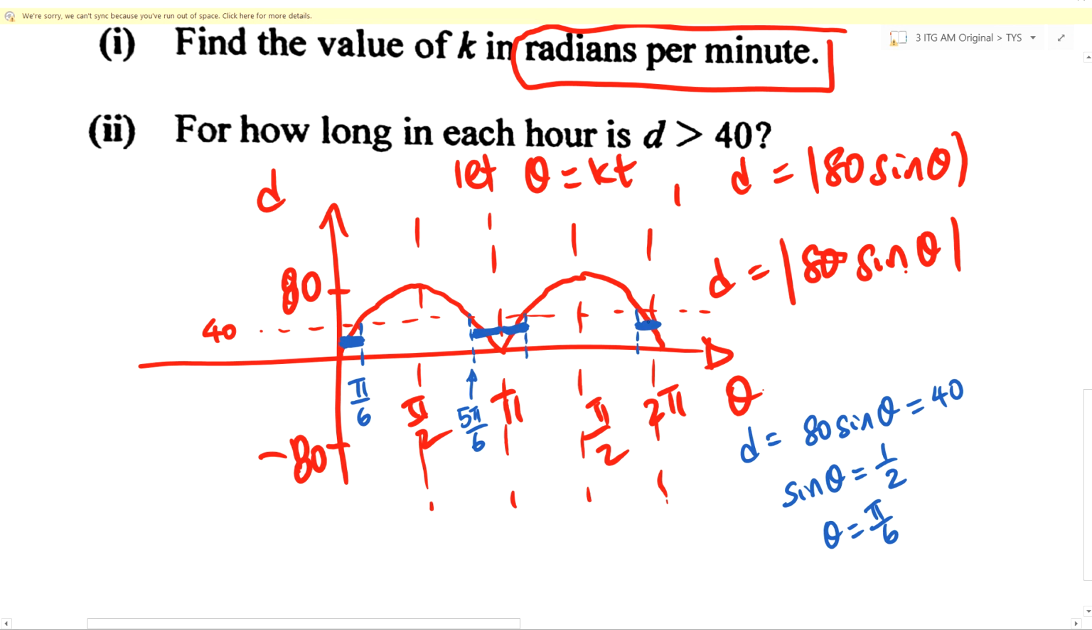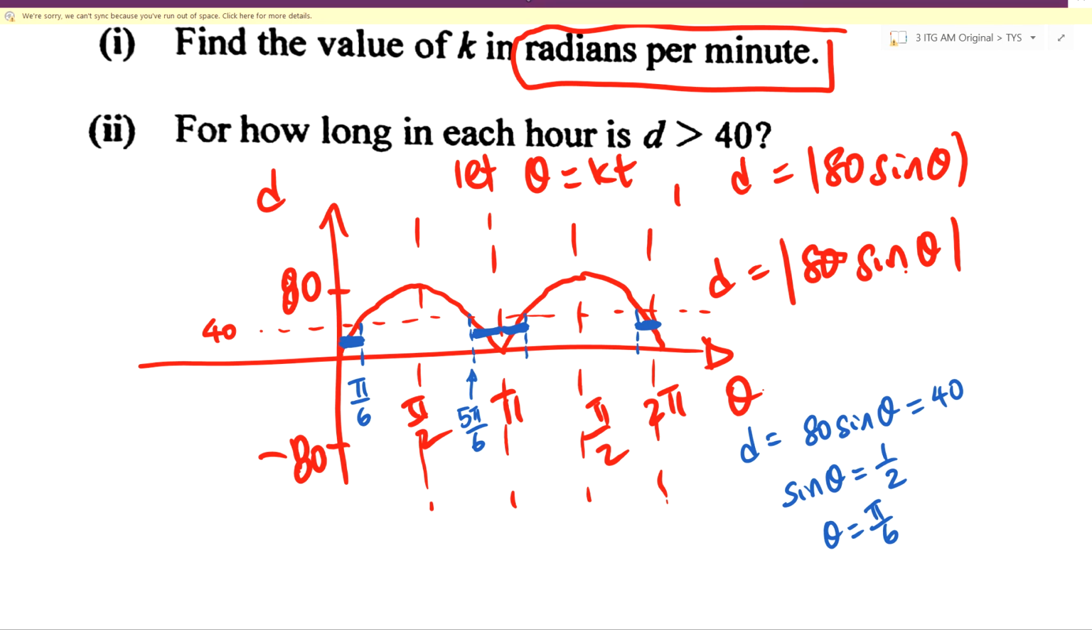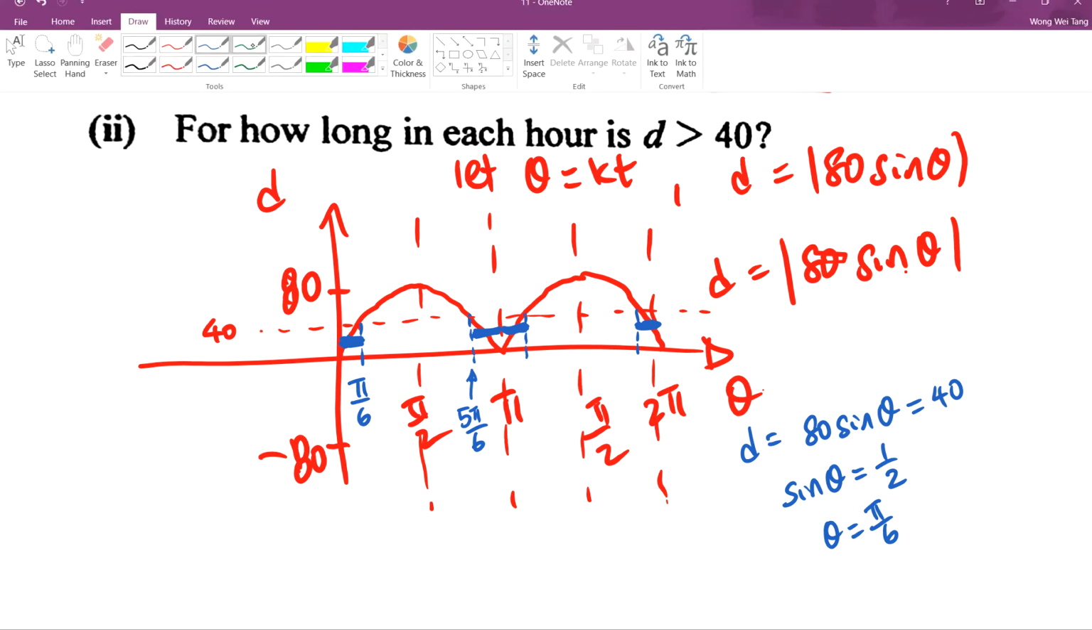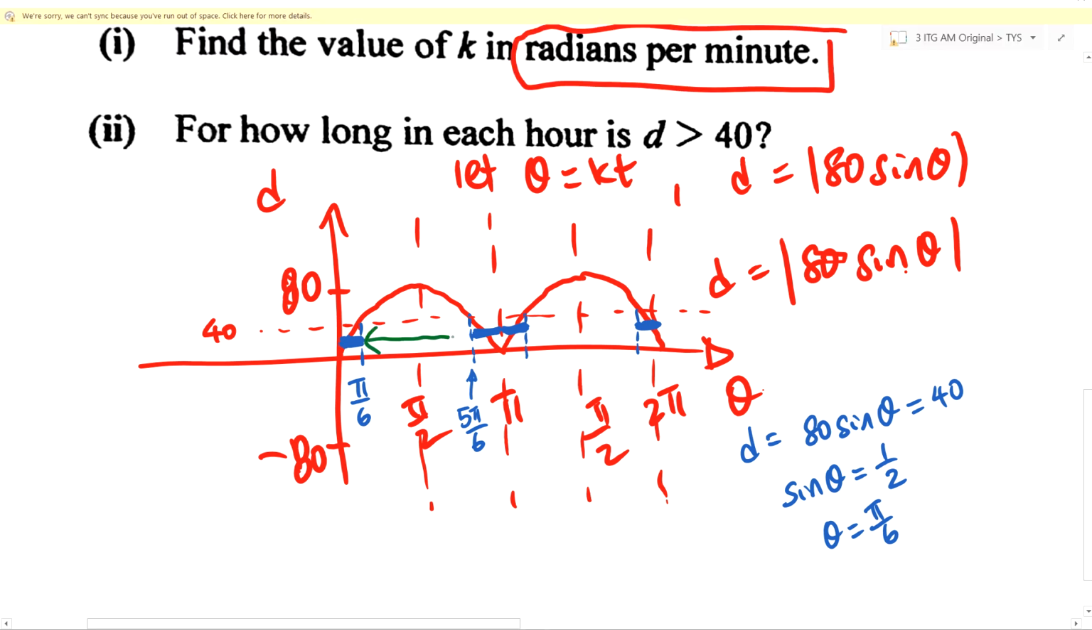Now with all this information, where exactly is the region that I want when the value for d is more than 40? This is the region where d is more than 40. And it is repeated over here. So meaning once I manage to find the time in this region, I multiply by 2, I get an answer.